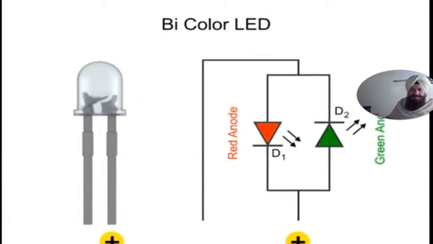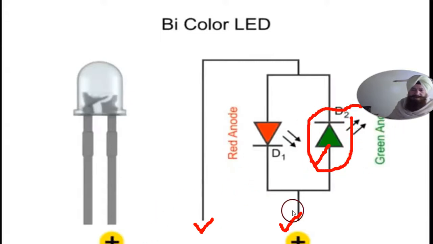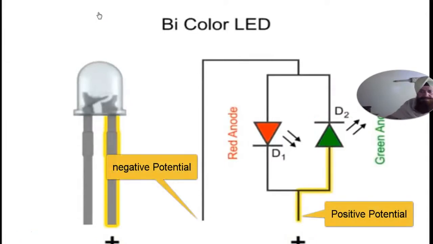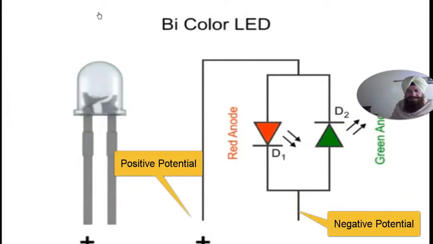For the bicolor LED, looking here, if the positive is given at this point and negative is given at this point, then this diode becomes forward biased. When this becomes forward biased, it will give the green light, okay? And at that instant, the red will be off because positive is attached at this N type. So the positive potential, negative potential, green is forward bias, giving light.